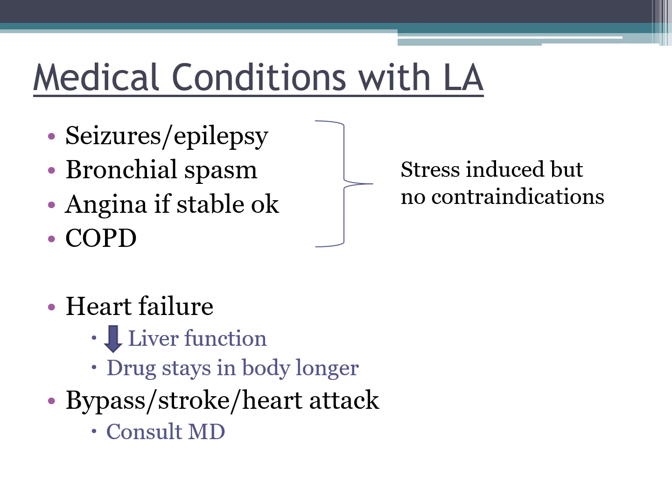Medical conditions with local anesthetics: seizure, bronchial spasms, angina, and COPD. It is stress induced, but there are no contraindications. Heart failure, liver function, drugs staying in the body longer, bypass, stroke, heart attack, you need to consult the MD.